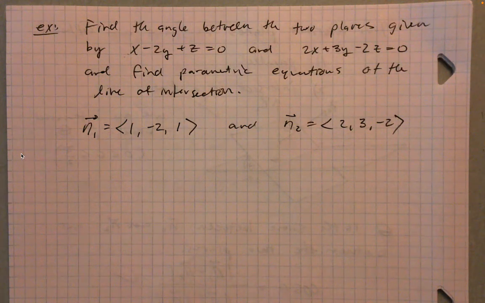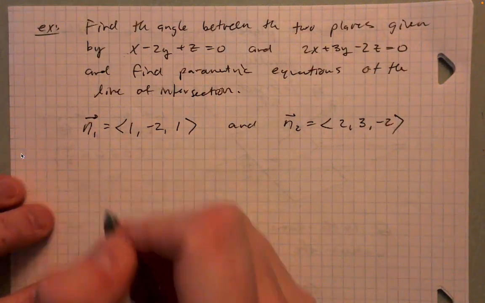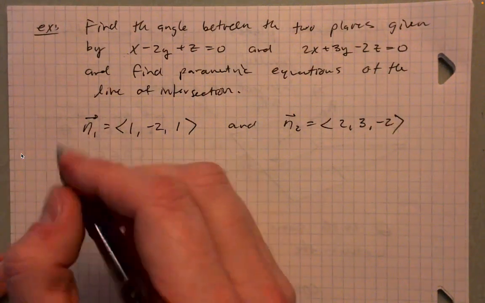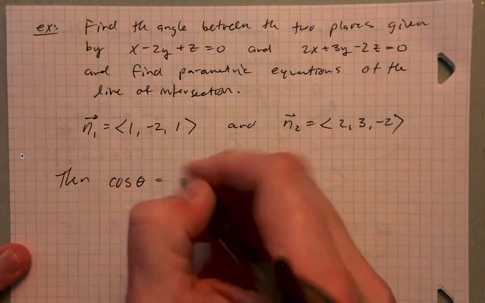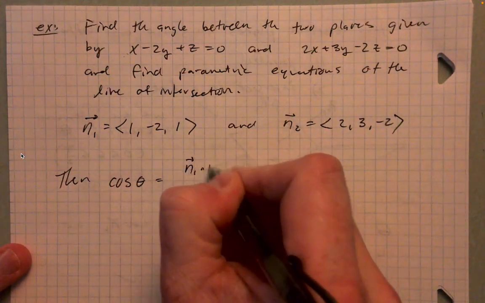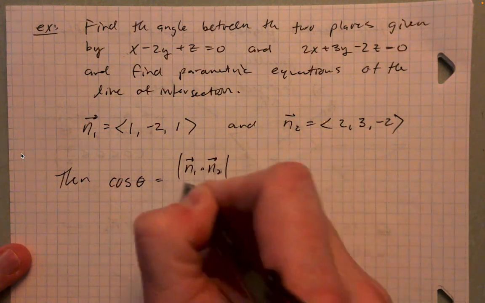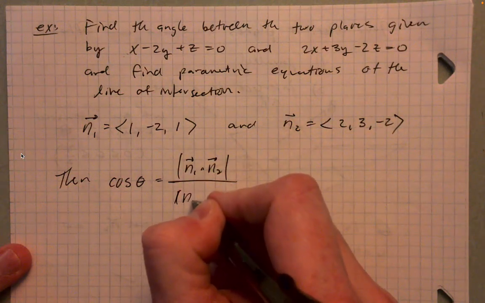Okay, so we know the two normal vectors. We can easily find the angle between the planes using the identity we just described. So then the cosine of theta would be equal to the absolute value of n1 dot n2, over the norms of those two.